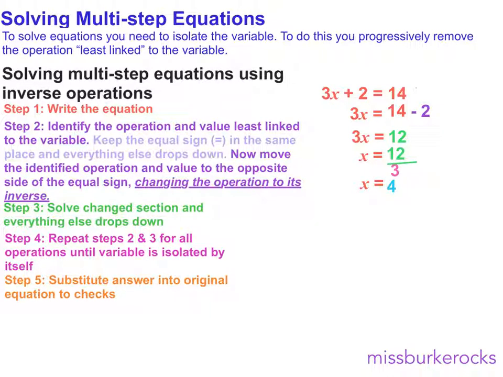And our last step is to substitute this into our original equation to check. So let's try that. So we have x equals 4. So 3 times 4 gives me 12, plus 2 gives me 14. I can see that that's correct, so therefore I have solved it correctly.